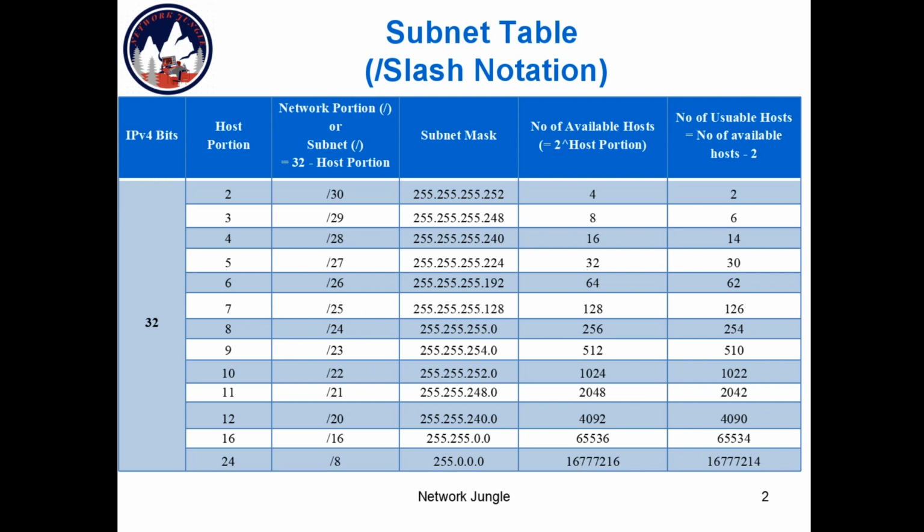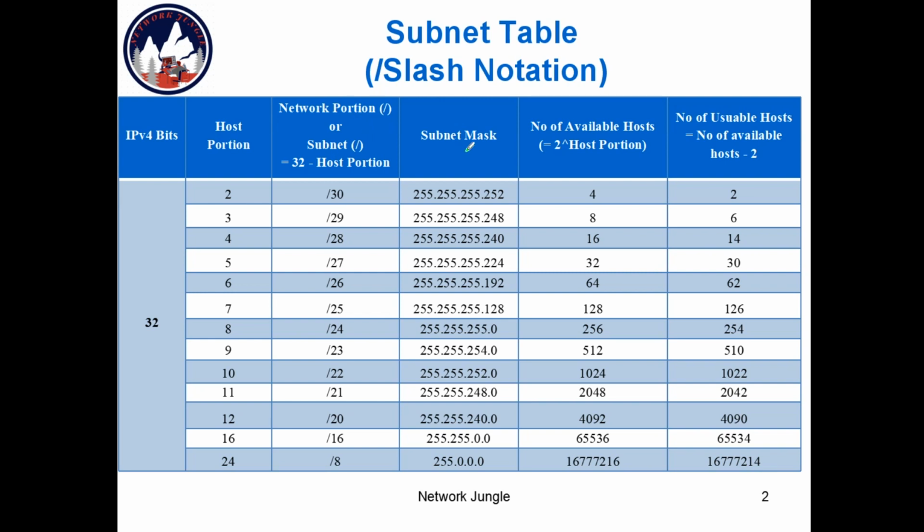Once again, let us recall the subnet table, that is, the slash notations. There are 6 columns. The first column represents the IPv4 bits, that is 32. The second column is the host portion, which is how many bits are in the host portion. The third column is the network portion, how many bits are in the network portion. These portions will be constant for the entire subnet mask.